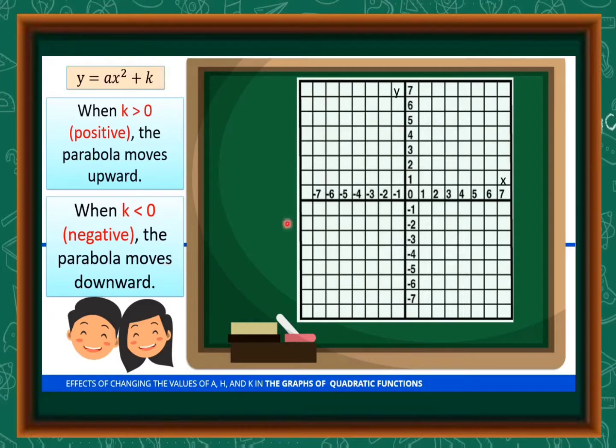Let's have an example. Ilagay muna natin ulit sa ating graph yung parent graph natin na y is equal to x squared. I-observe natin kung ano yung mangyayari sa graph nito kapag mayroon na tayong value ng k. So in this quadratic function, the value of k is 0, kaya wala pa tayong movement na upward or downward. Ang ating given quadratic function ay y is equal to x squared plus 2. So what will happen? So from this graph, since positive ang ating k, ito ang mangyayari. Ayan ang graph ng y is equal to x squared plus 2.